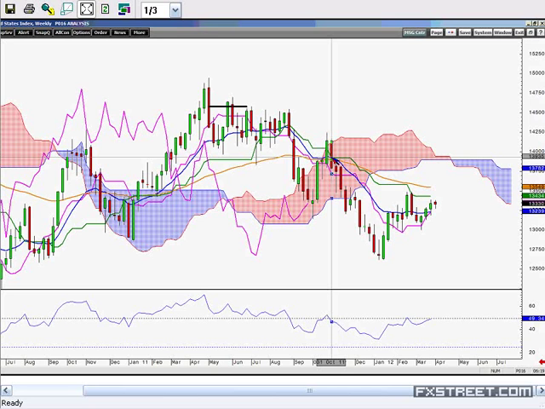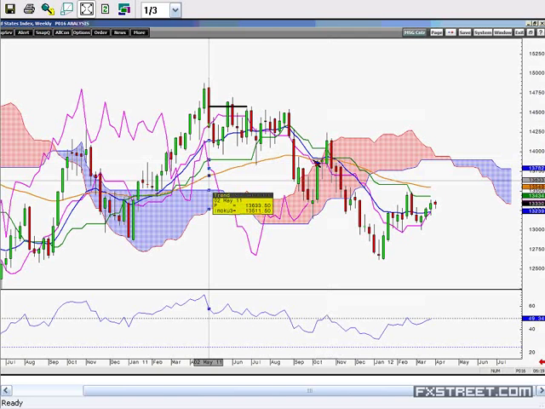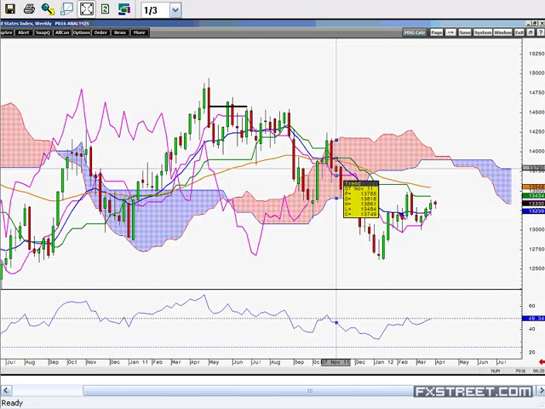What are the blue, orange? The orange EMA is a 62. Okay, and the blue one is a 15. So we've got a 62 and a 15 EMA. Exponential moving average, not just a simple moving average. So just be careful with that, okay?